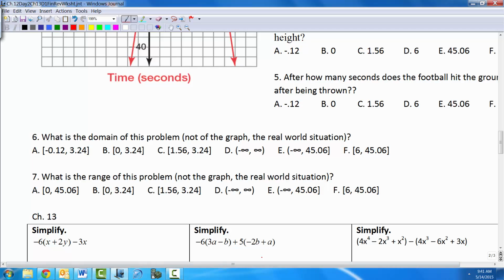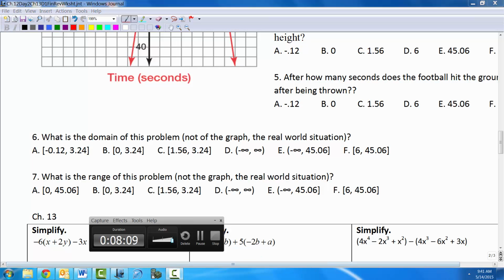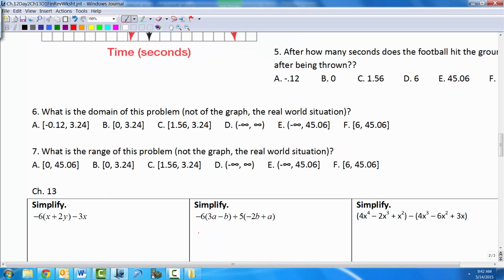Oh, I forgot something. I got to change this, so I'll be right back. Never mind, I got confused in my old age again.